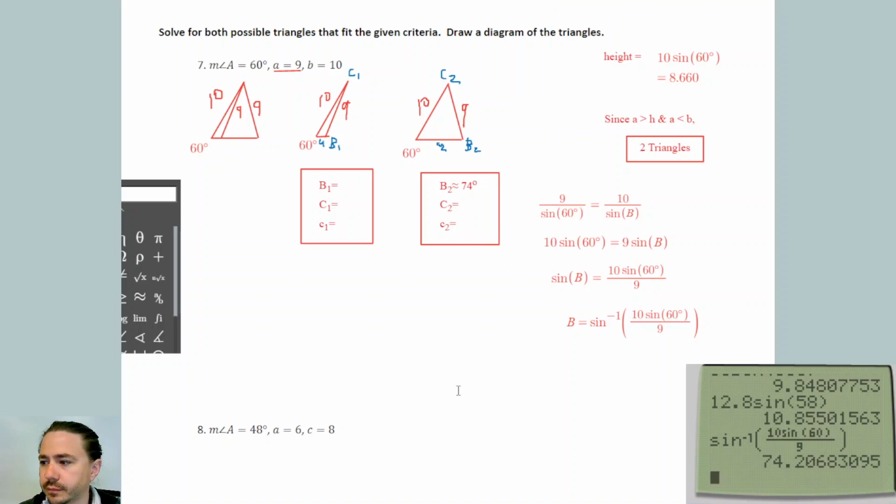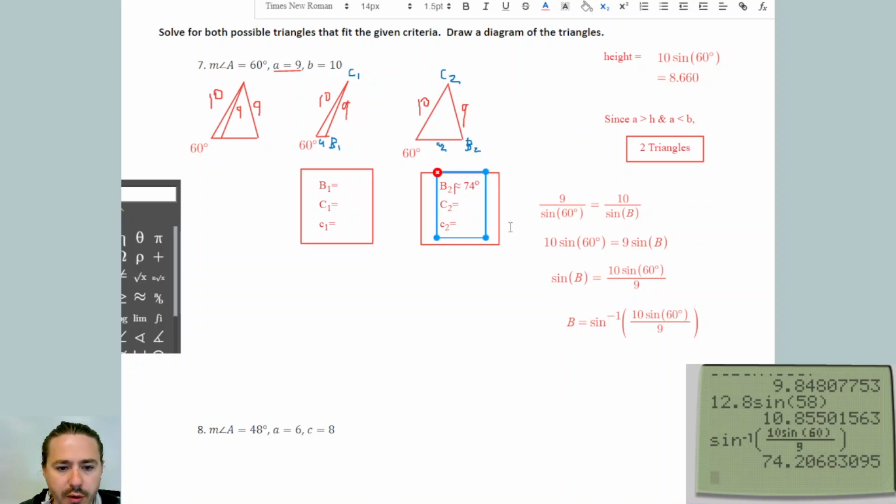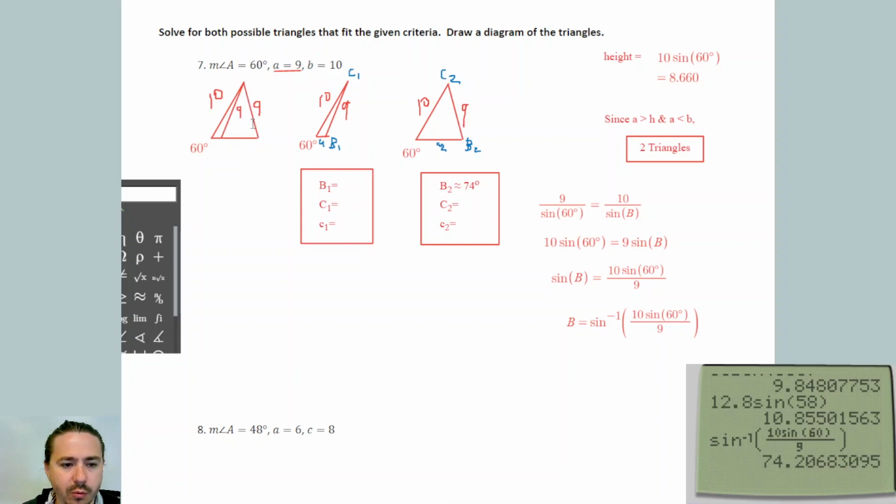There we go. Okay, so we can use that to find B1. Now this is kind of the trick here. This isosceles triangle I'm tracing out right here, not the triangle over here, is isosceles because you have the 9 and the 9, which means these two angles have to be the same. And since these two angles are the same, the sum of angle B2 and angle B1 has to add up to 180.